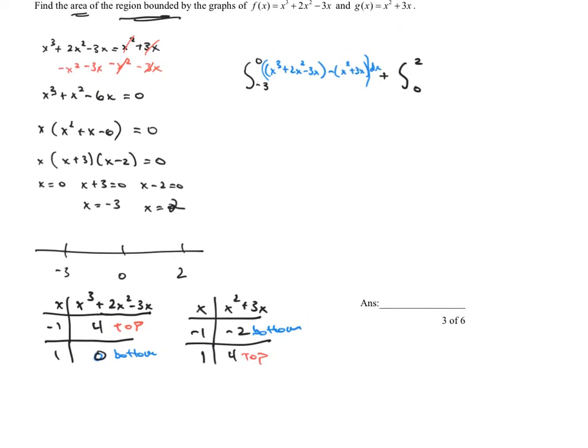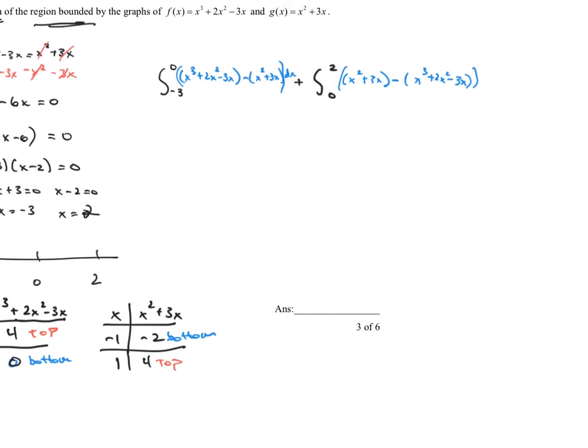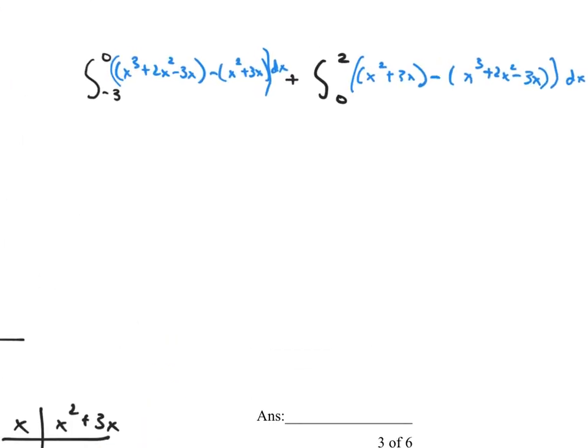That means when I do the integral from 0 to 2, the second interval, the top function would be x squared plus 3x, minus the bottom function, in this case x cubed plus 2x squared minus 3x. So this is two completely separate integrals that I'm doing. I'm going to try to clean these up by distributing the negative, combining like terms, and writing them in descending order. Let's see what we get if we do that.